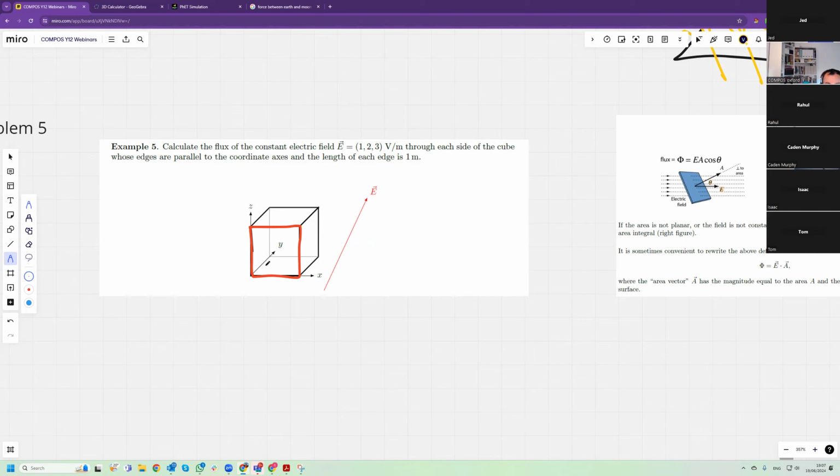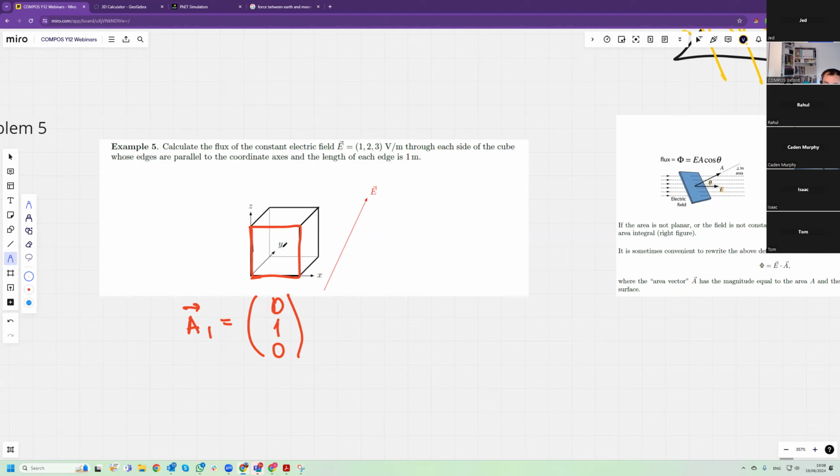Well, we can find a vector. What would be the vector of this area? A1, let's call it A1. What's the magnitude of this vector? 1, yeah. And the direction is perpendicular to the surface. So it's along the y-axis, right? So it's going to be 0, 1, 0.